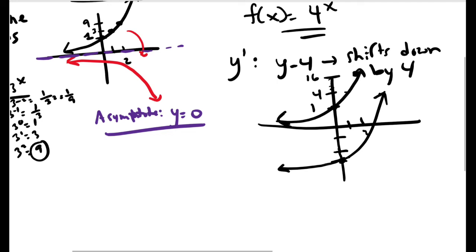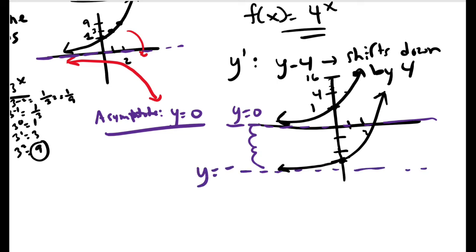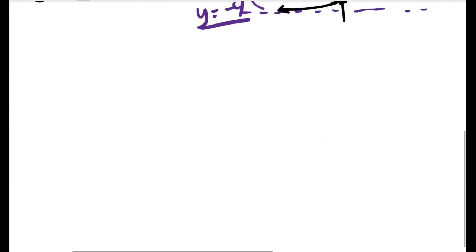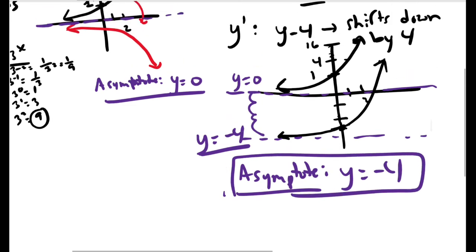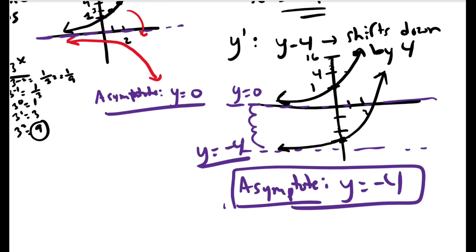Now, if the original asymptote is at y equals 0, then if I shift that down 4 units, 1, 2, 3, 4, my new asymptote is going to be y equals negative 4. So that's my new asymptote now. That's the one thing that's different: the asymptote changes. So y equals negative 4 is my new asymptote. So it's really not too bad.